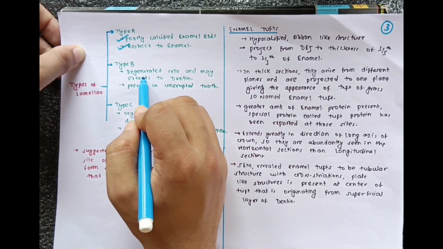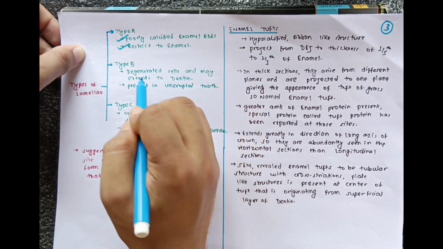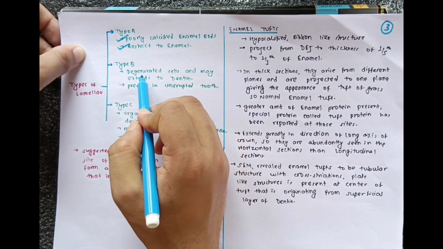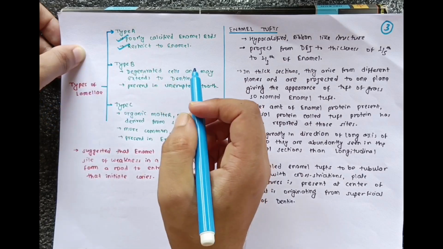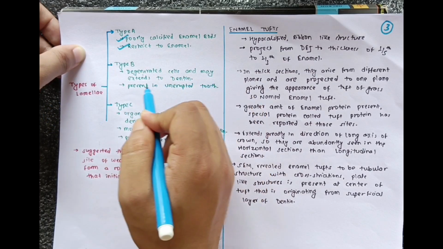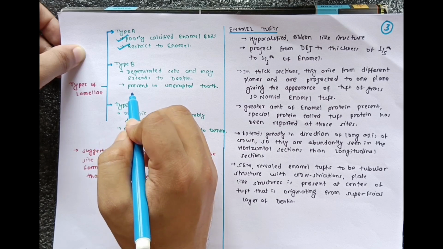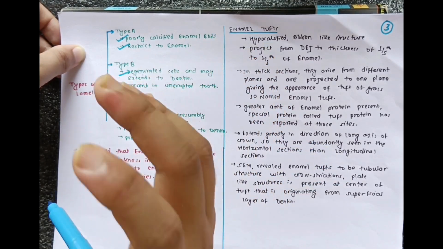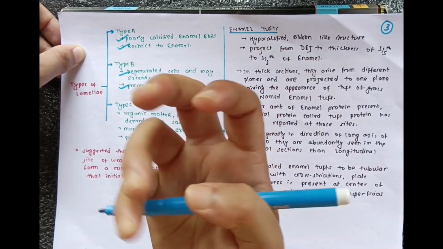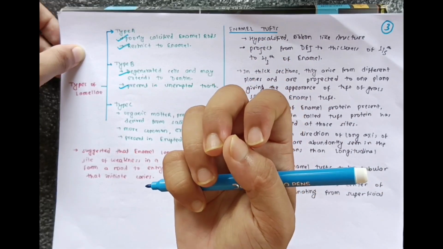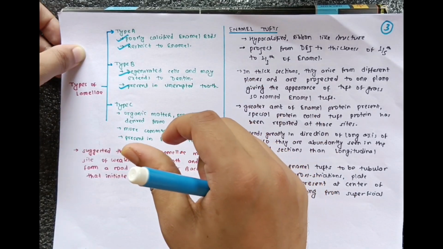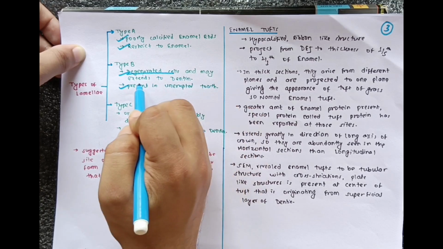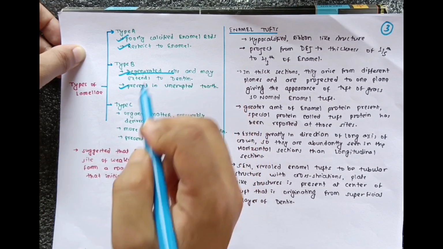After that, in type B, there is a presence of degenerated cells, and it may extend to the dentine. I have also written here that it is present in an unerupted tooth. As the tooth is unerupted, it is not exposed to the outer environment; it is just in the gum pad. So it contains degenerated cells and may extend to the dentine. Just remember this.